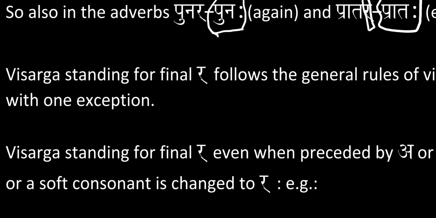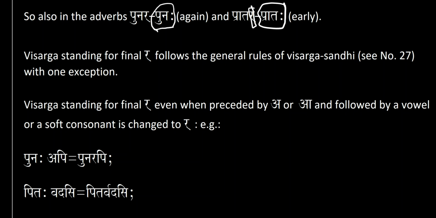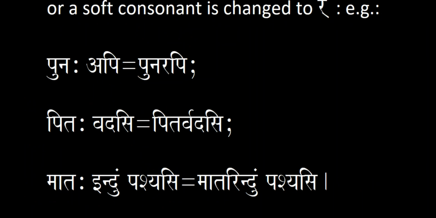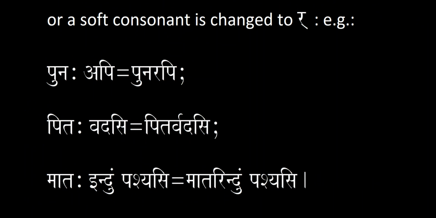So visarg, standing for final ra, follows the general rules of visarg that we have learned about earlier, with one exception, and this is the exception. Visarg standing for ra, even when preceded by a or a and followed by a vowel or soft consonant, is changed to ra. So we have punaha, right? Punaha originally came from punar, which means again.